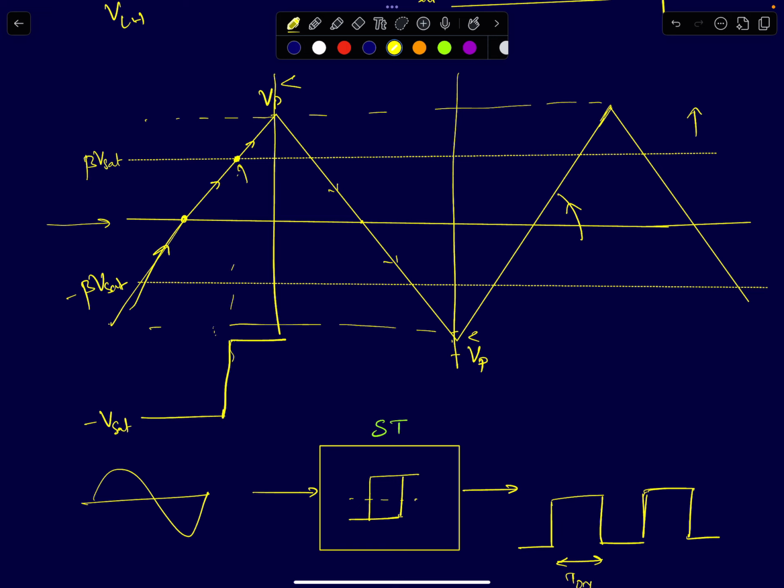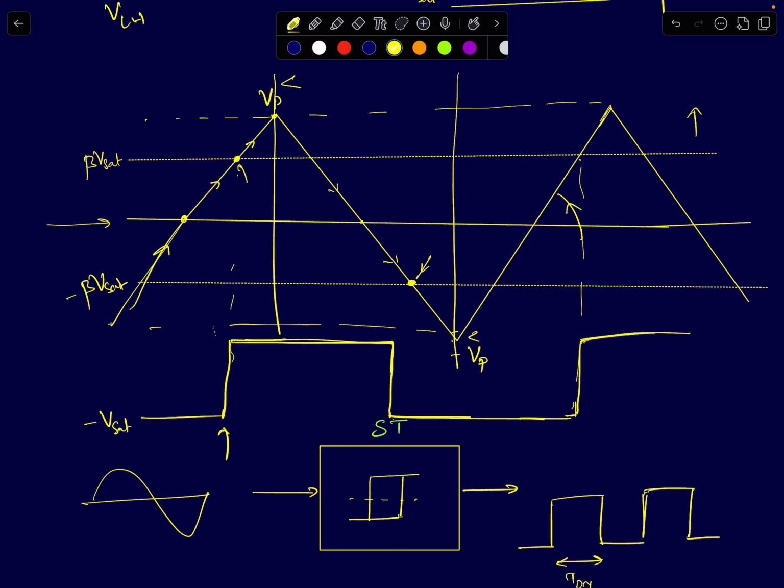It will stay put at plus Vset while the input reaches a peak value, and then it starts decreasing and decreasing. Then at this point, when your input crosses minus beta Vset, that is your high to low threshold. At that point, your output will go to minus Vset, and it will stay at minus Vset till the input crosses plus beta Vset again. So if you observe this waveform, you are getting a square wave output with very sharp edges.